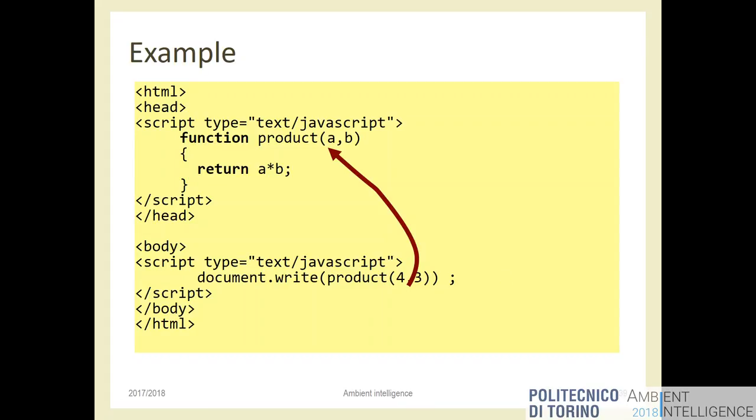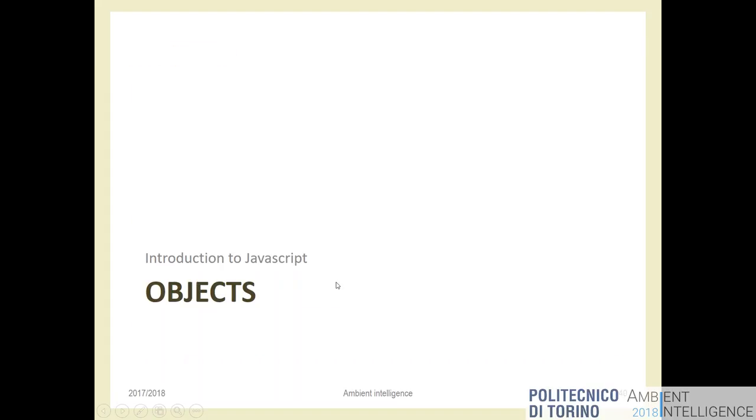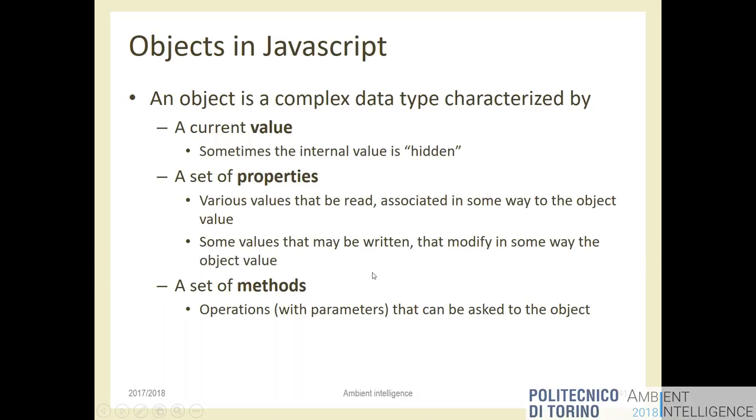So nothing special here. There are objects. In JavaScript, you can create your own objects, or you can use the predefined objects from the standard libraries or from some libraries that you load in your document. Loading the library in JavaScript means including a script file that contains the source of the library.